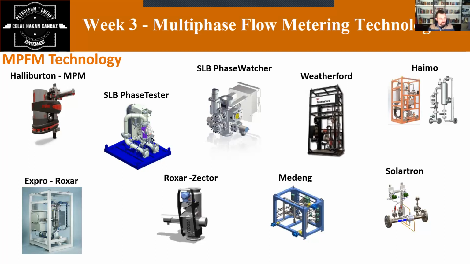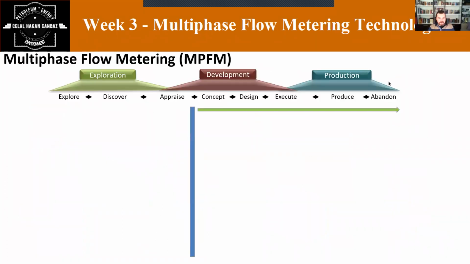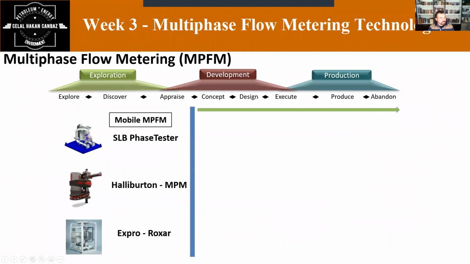I will try to give these ones as well. Okay, so these multiphase flow metering, when we separated the phases as exploration, development, and production. For the exploration phase, three main multiphase flow meters are separated from the others. Okay, these are, as I mentioned, Schlumberger phase tester and its mobile multiphase flow meter as well. Halliburton device and Roxar also shows better performance in terms of exploration.